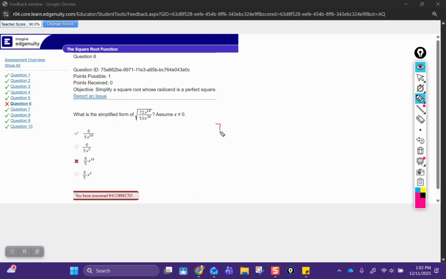So in this example, I'm just going to take it out of the square root. I have 72 over 50. If I cut these numbers in half, they're both divisible by 2. I'm going to get 36 over 25. And that's something you can do.